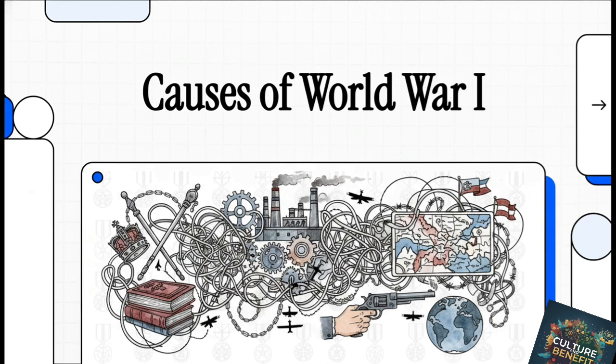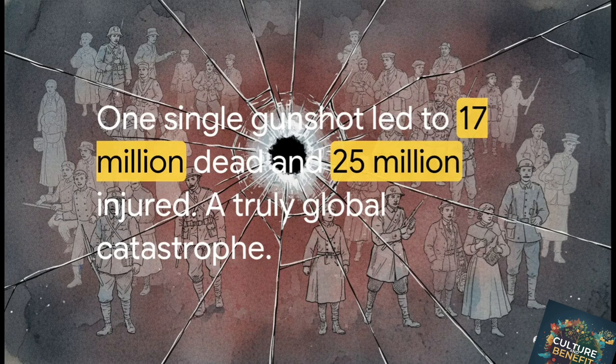Let's get into it. Think about that for a second. One single gunshot, and the result? 17 million people dead. We're not just talking about a war. This was a cataclysm that wiped out a generation. So the question that just hangs over history is, how on earth did it come to this?